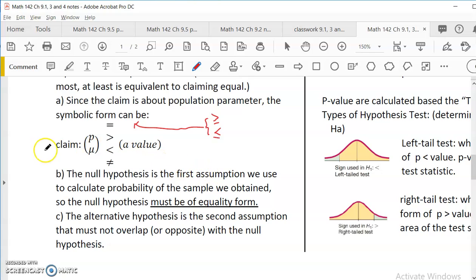Okay, B, the null hypothesis. After we write the claim down, we have to set up two hypotheses, the null hypothesis and the alternative hypothesis. The null hypothesis is always equal because we use it to do calculation. And if it is a greater than or equal, you would just choose the extreme value, which is equal. The alternative hypothesis is the second assumption that is opposite to the null hypothesis. So it would contain the bottom three, so it would be shown up here.